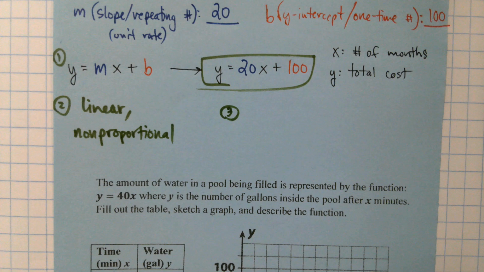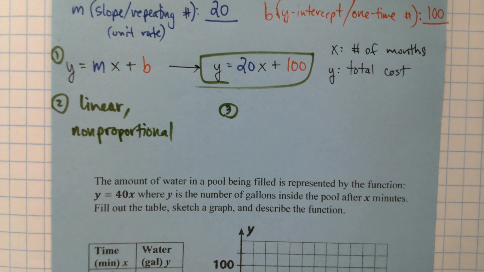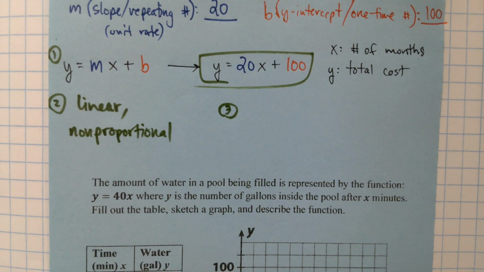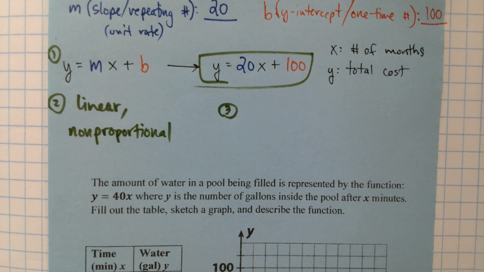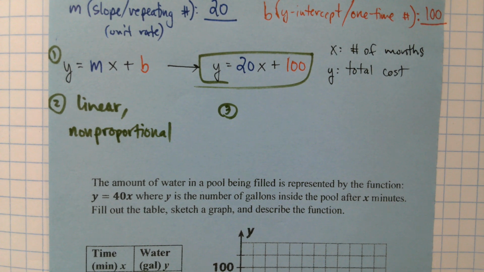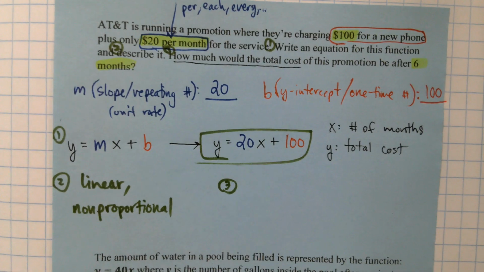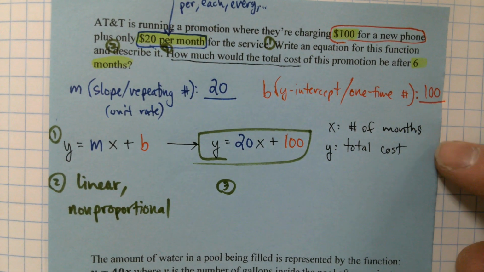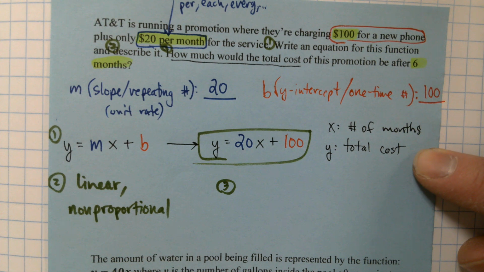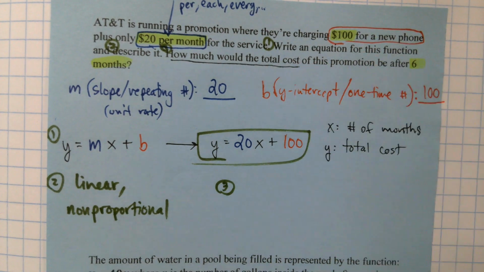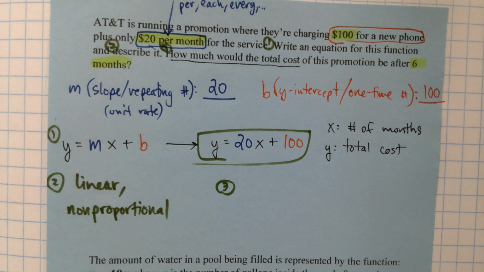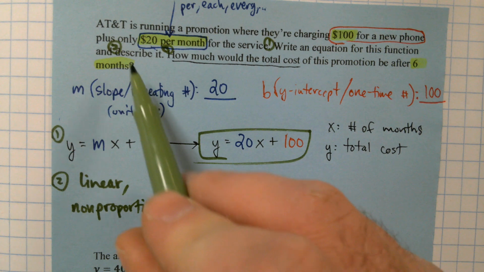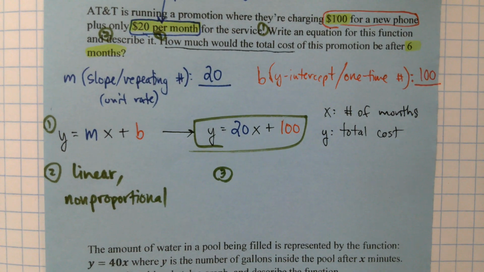Here comes the third part. What is the third part asking me? What's the total cost after how many months? 6 months. So you're always going to be asked to evaluate. Okay, this is where we got to think, right? If x is the number of months, y is my total cost. This last sentence of my question, does it give me an x to plug in or does it give me a y to plug in? It gives me an x. It tells me 6 months, right?